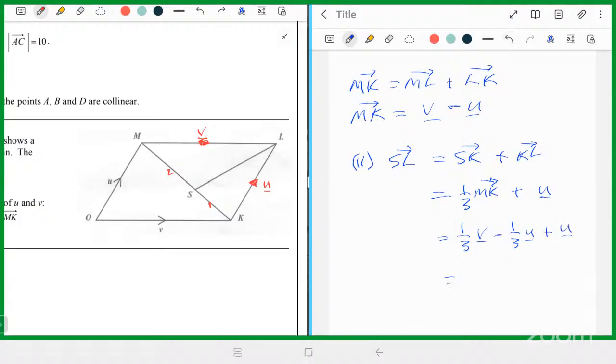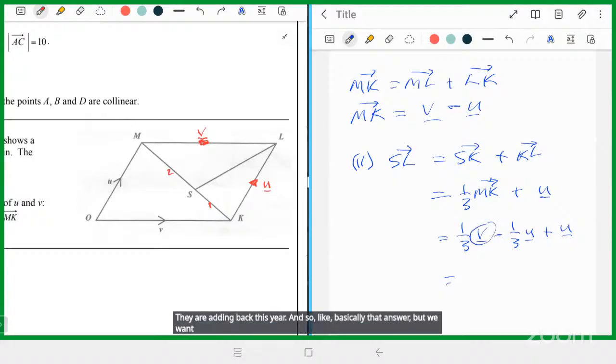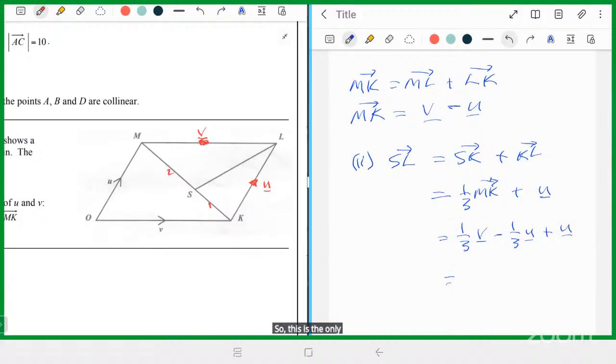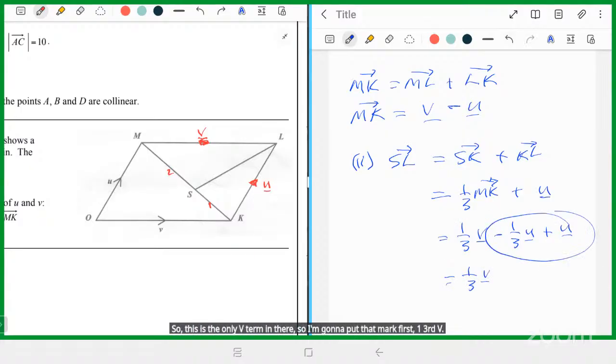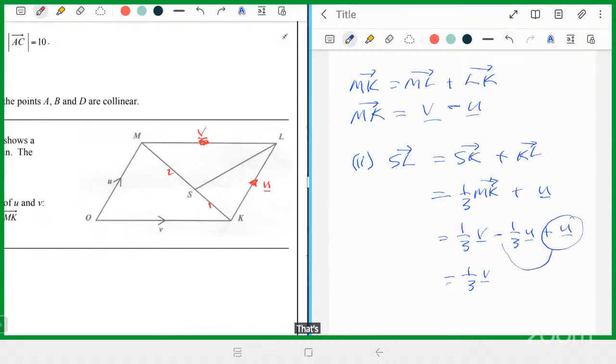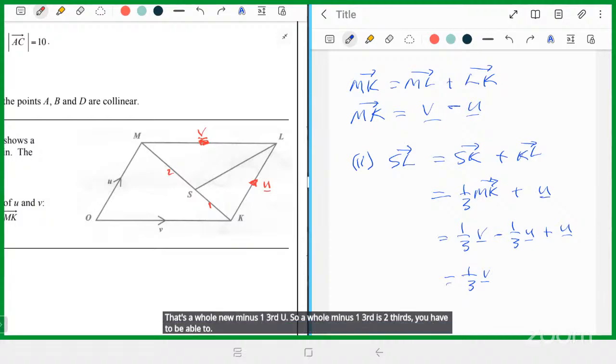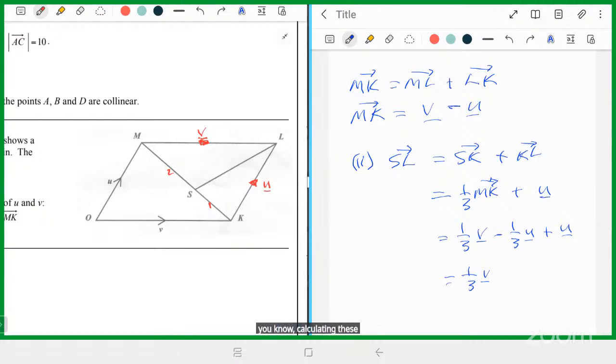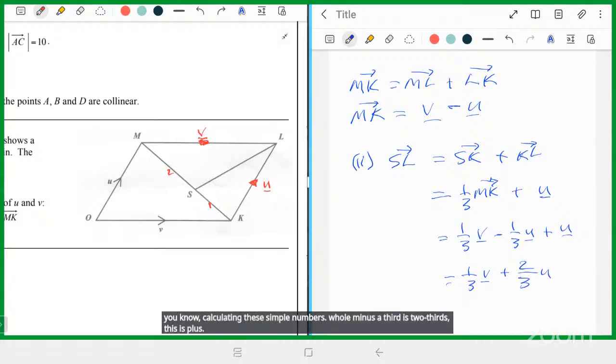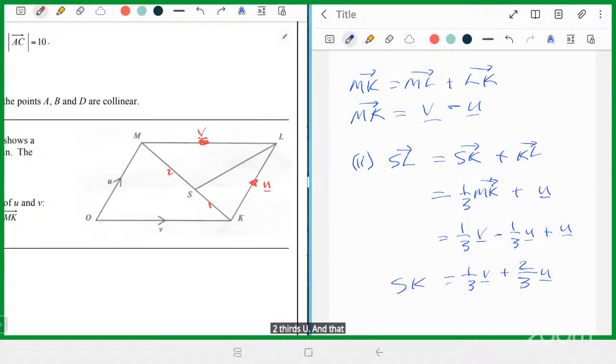And so we are basically at the answer, but we want to consolidate these vector components. So this is the only V term in there. So I'm going to put that back first, 1/3 V. And then this one now, I have to add them and make them into one U term. That's a whole U minus 1/3 U. So a whole minus 1/3 is 2/3. You have to be able to calculate in these simple numbers. A whole minus a third is 2/3. This is plus 2/3 U. And that is how we'll go from S to L.